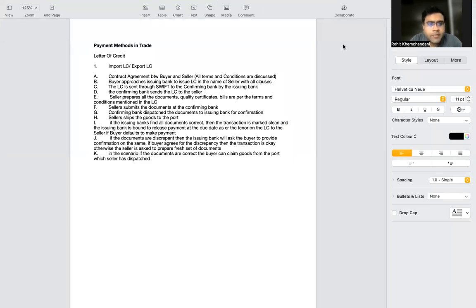Hi guys, so today we'll talk about letter of credit. Letter of credit is one of the payment methods which is very widely and commonly used in trade. Mainly it is used in international trade, but in inland terms it's also used.